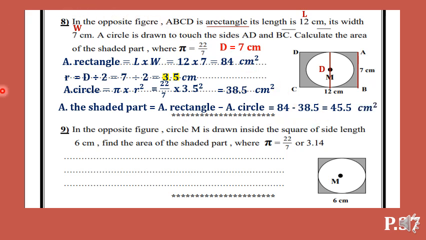centimeters. Number 9. In the opposite figure, circle M is drawn inside the square of side length 6 centimeters. Find the area of the shaded part where pi equals 22 over 7 or 3.14.